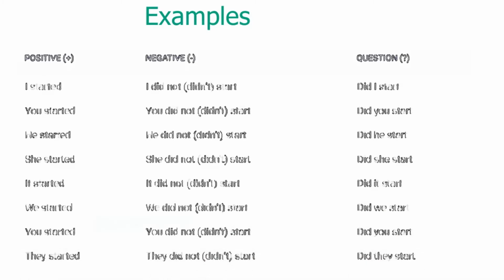Okay, now we are going to learn some examples of positive form, negative form, and question form. In positive form we can see there, I started. In negative form we say, I did not start. In question form, did I start? Similarly, you started, you did not start, did you start? He started, he did not start, did he start? She started, she didn't start, did she start?